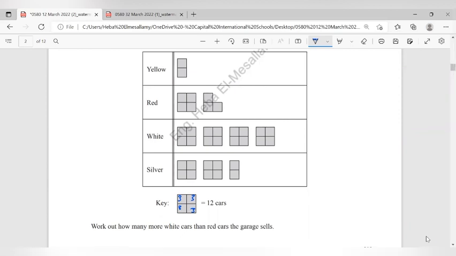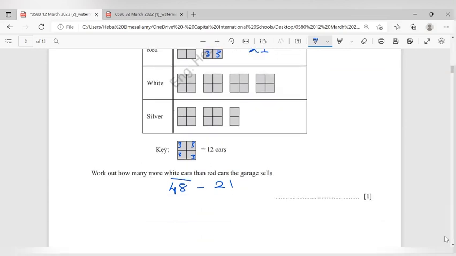How many white cars first? We should recognize here that I have 12 and 12 and 12 and 12, which is 12 multiplied by 4. So we have 48 white cars. The red cars: here I have a complete square, which means I have 12 cars, and here I have only 9 cars extra, which means I have 21 cars. So 48 minus 21 will give 27, the difference between the number of white cars and red cars.